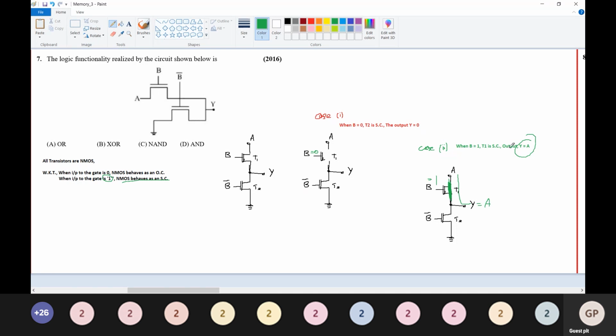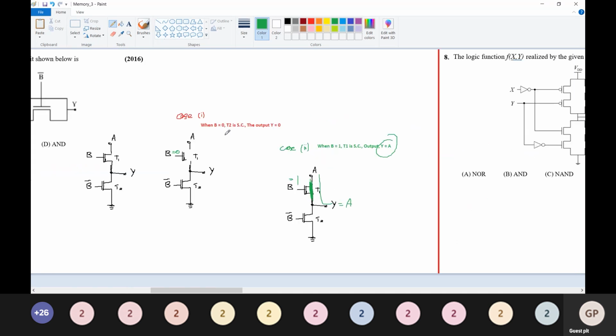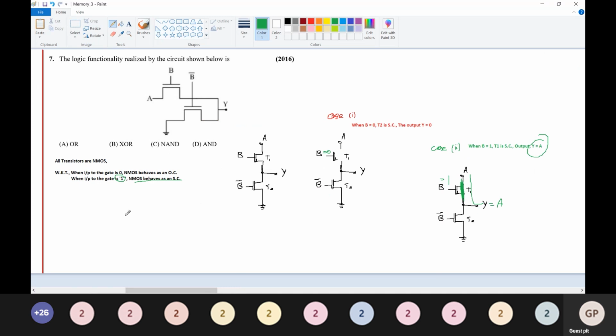So now we'll check it out with the two terminals A and B. These are the two inputs A and B with output Y. What are the possible combinations? 0 0, 0 1, 1 0, and 1 1. If you see here, when B equal to 0, Y is equal to 0. Since it's open circuit, you don't have any output. So Y is equal to 0.